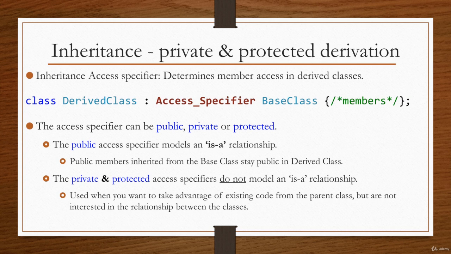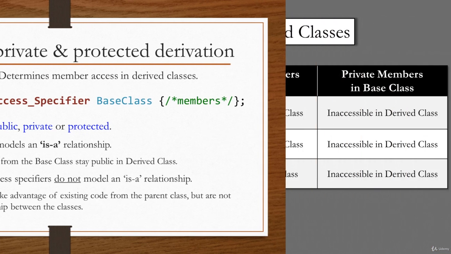We talked about the public access specifier, which models an is-a relationship, and public members inherited from the base class stay public in the derived class. And with private and protected derivation, those access specifiers do not model an is-a relationship. Private and protected specifiers are used when you want to take advantage of existing code from the parent class, but are not interested in the relationship between the classes. The class will basically still have the members, but it is not an is-a relationship. It's more like a has-a relationship.